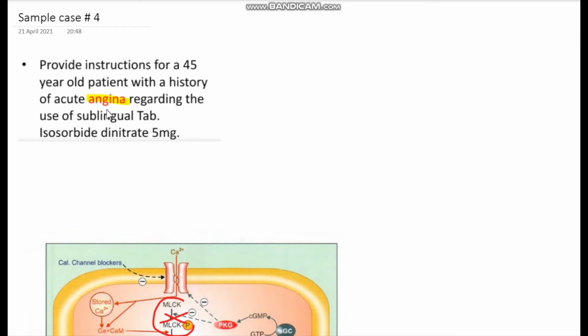And why does that happen? It happens when the blood supply to your myocardium is compromised. So the blood supply is reduced, the myocardium is facing ischemia, and that is why you start experiencing chest pain. And the treatment for such a case is isosorbide dinitrate. Now, for acute angina, there is a use of sublingual tablet isosorbide dinitrate, which is used in a 5 milligram dose.